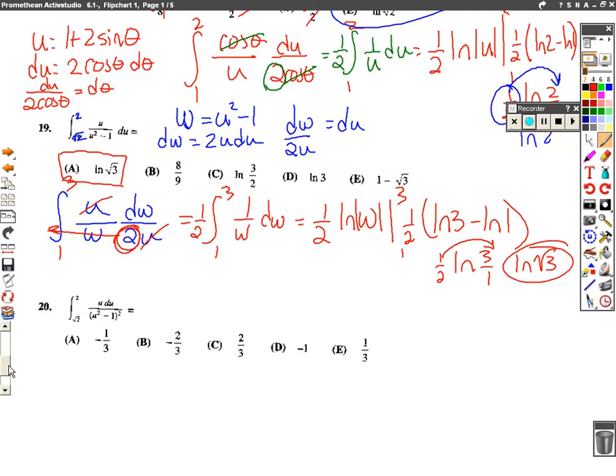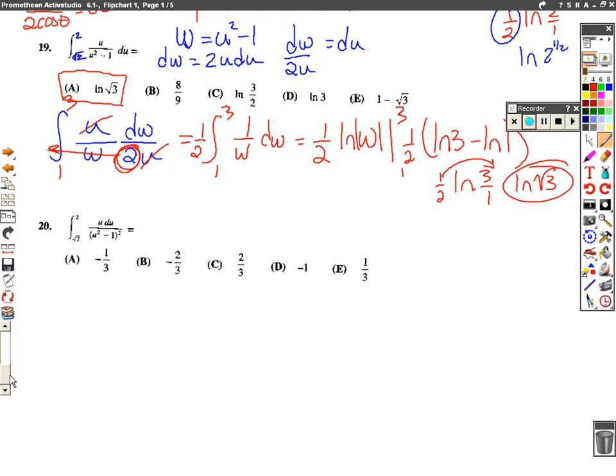Number 20. Alright, this one looks really similar. The big difference is that the bottom term is being raised to the second power. It doesn't stop me from doing the exact same substitution that I just did. So let me go ahead. I have the integral of the square root of 2 to 2 u du. I'm going to go ahead and make that same exact substitution.